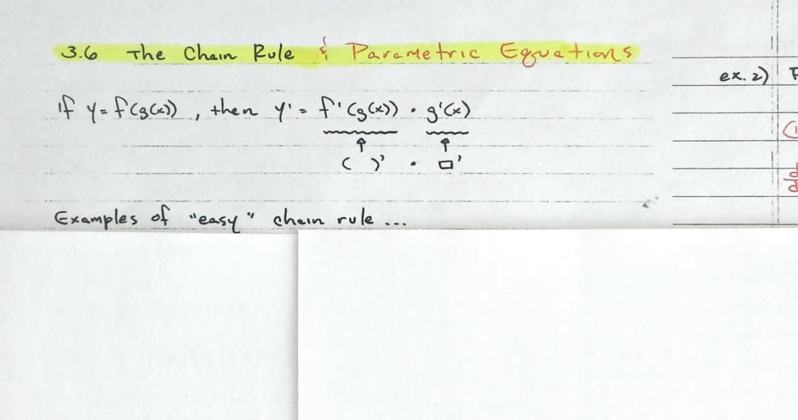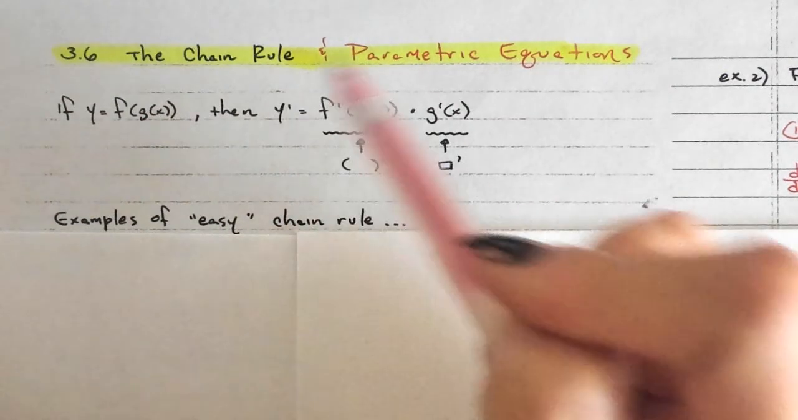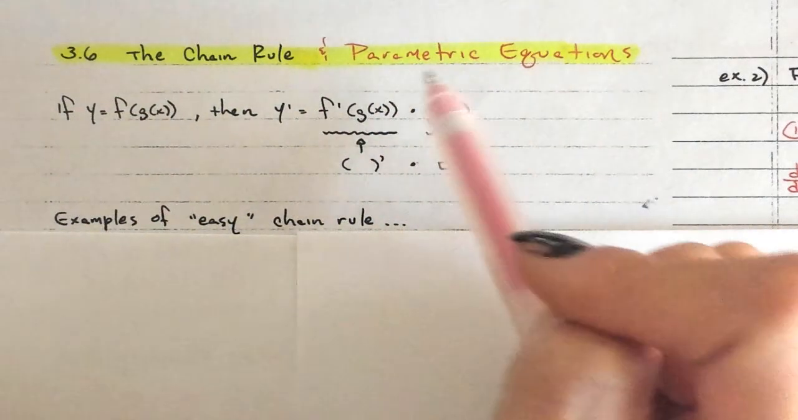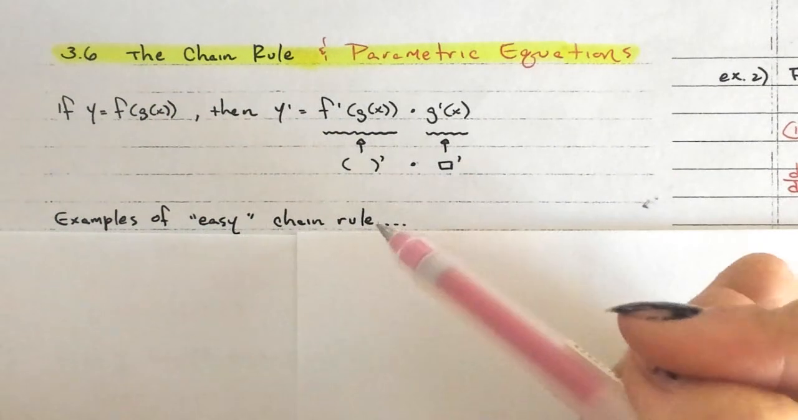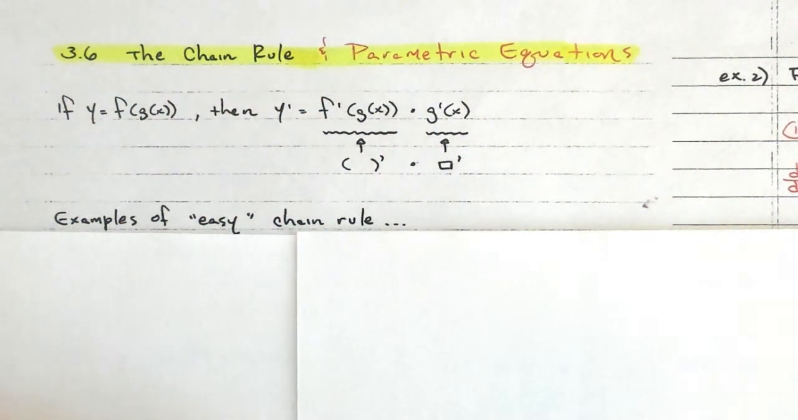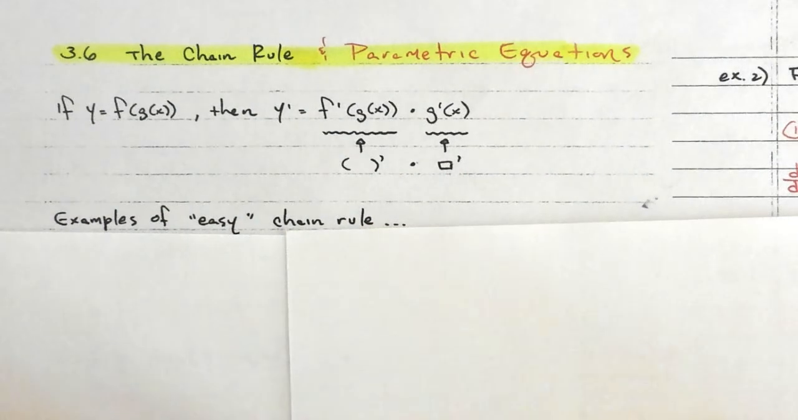All right, guys, so 3.6 is the chain rule, and can you add this in? Parametric equations, okay? So actually the first part of our notes is just going to be the chain rule, and I say it's the easy kind of chain rule, but we've already kind of done this before. So the chain rule is basically the power rule, okay?